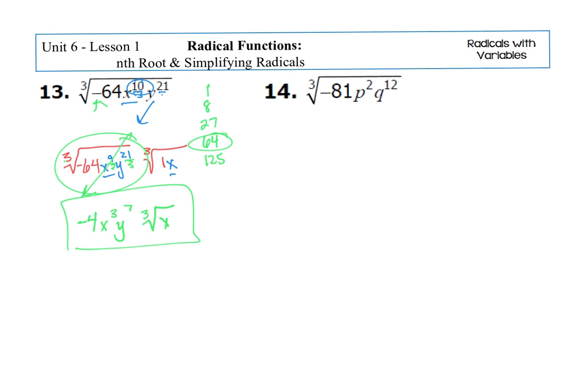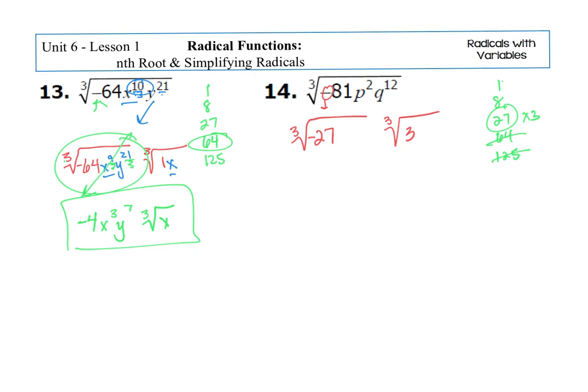Okay, on 14, we have the cube root of negative 81 p squared q to the 12th. So 81 is not a perfect cube. It's not divisible by 125 or 64, but it is divisible by 27. It is 27 times 3 if we test that on our calculator. So we're going to make our two houses, and it's going to be negative 27. The negative always goes in the first house, positive 3.